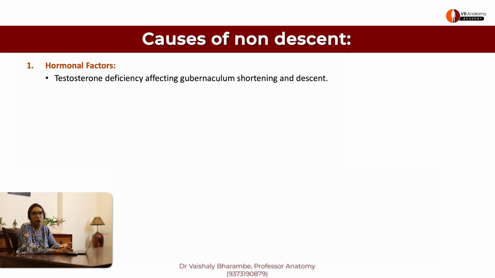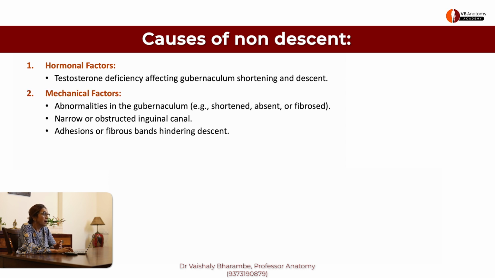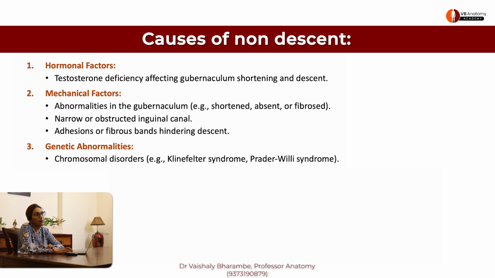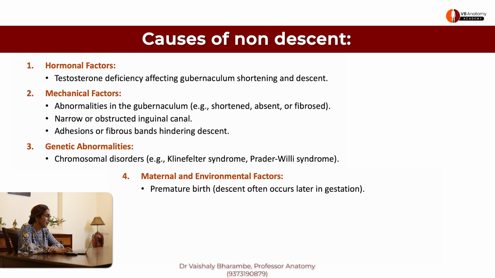Clear? Okay. So what are the causes of non-descent? What really happens? Why don't they descend? There can be factors like hormones. If there is less testosterone, testes are not going to descend. Mechanical factors, like maybe the inguinal canal is not developed, maybe there are fascial adhesions in between. Testes can't push through all this. Or you can have genetic abnormalities. A person has Klinefelter syndrome, or a person has Prader-Willi syndrome. These are clearly conditions where testes are not going to descend.